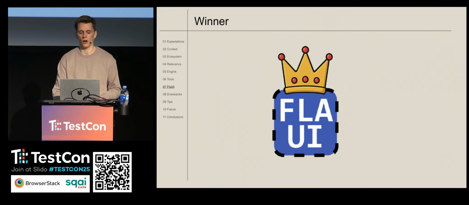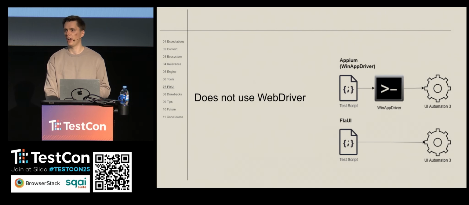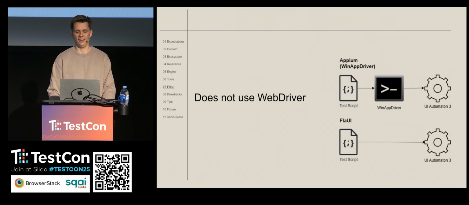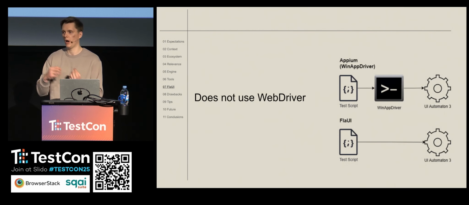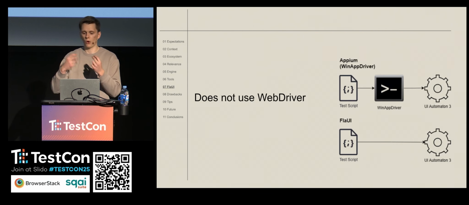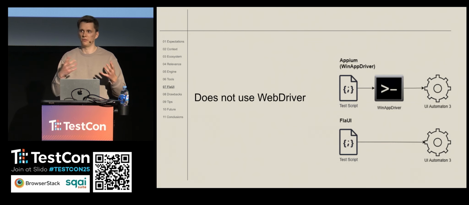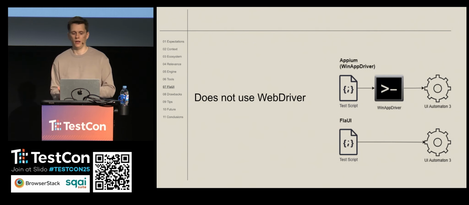And the reasons are, first, that it does not use WebDriver. So we have this non-scientific graph. You can see above, we have Appium and FlyUI. The way FlyUI works, it just directly sends commands to UI Automation. While with Appium, we are sending commands to our proxy, which is WinAppDriver, then it sends those commands to UI Automation, and then we have these instabilities and slowness because it adds additional overhead when performing actions.